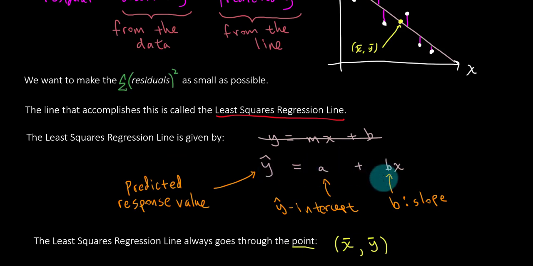So how do we actually get this line? That's what we're going to do in the next video, is look at a particular example with a data set, and we're going to analyze this in Google Sheets. So I'll see you there.